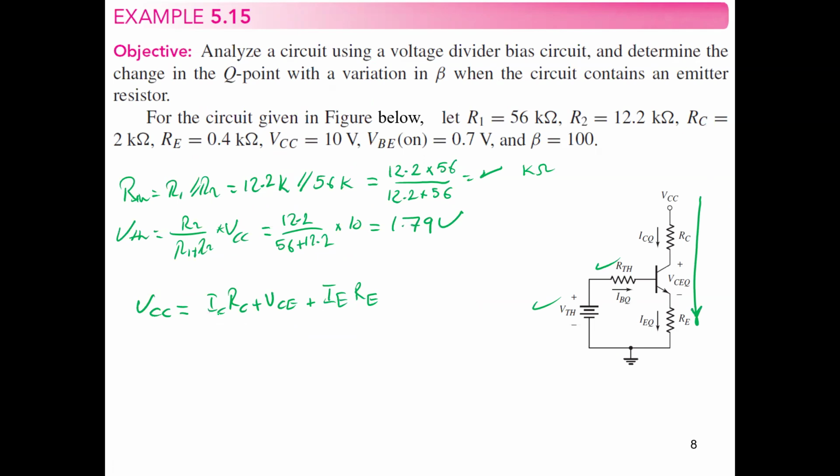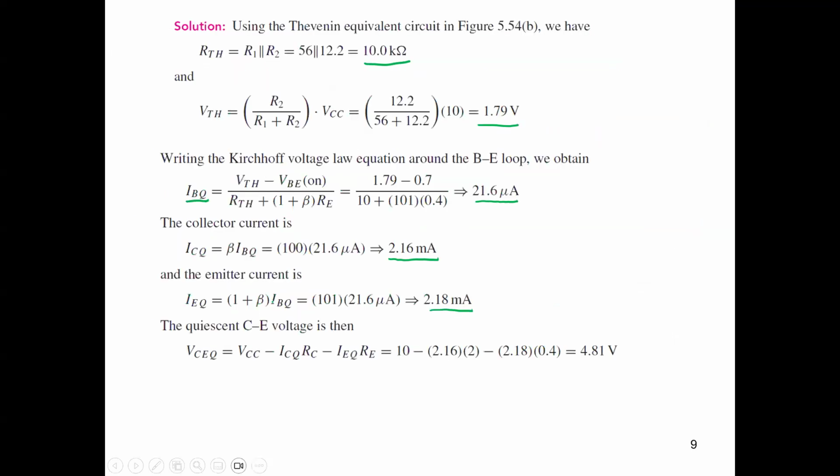For sure, instead of IB and IC and IE, you can use beta and IB. Okay, but you already calculated everything. So you have IB, you have IE, you have IC. So you can substitute now in this equation in order to get the value of VCE. So you can say now VCE equals VCC minus IC RC minus I emitter RE, and you can get the value of VCE, which is 4.81.